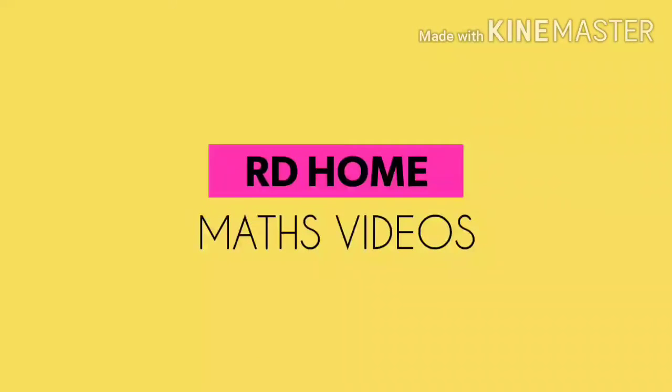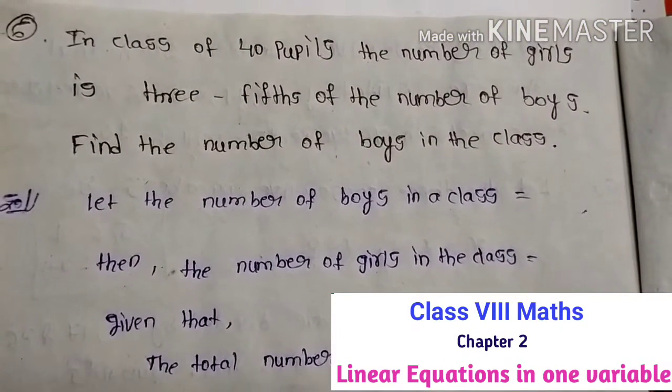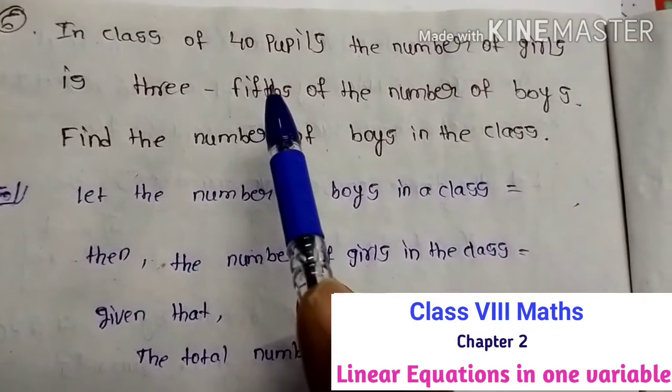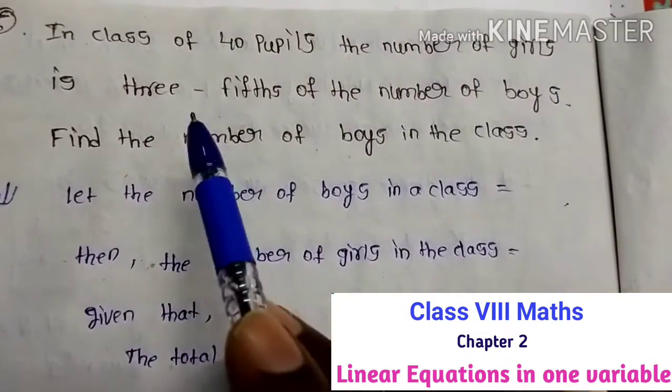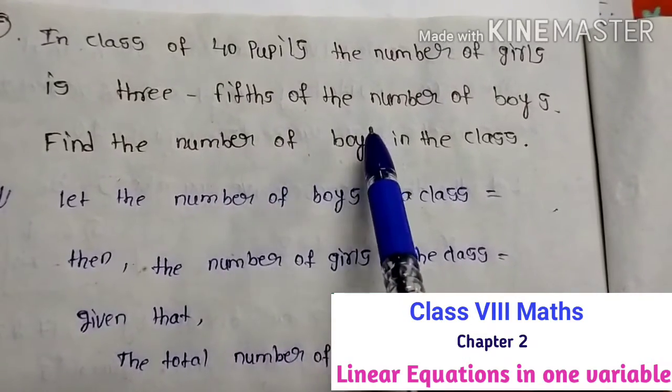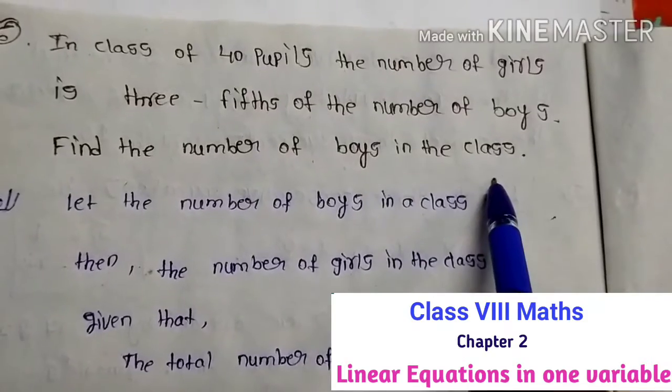I am Devinder. In this video, I will explain class 8 maths. Now you can see here exercise 2.5 question number 6. In a class of 40 pupils, the number of girls is 3/5 of the number of boys. Find the number of boys in the class.